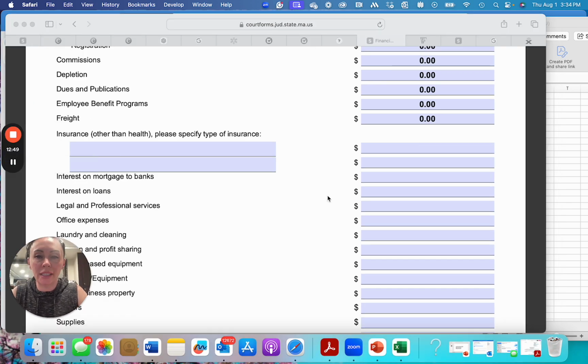All right, so freight is 0 here. Insurance expense. Other than health insurance, specify the type of insurance. This expense is sort of easy to calculate because insurance is actually paid monthly. So it's just whatever the business is paying per month.